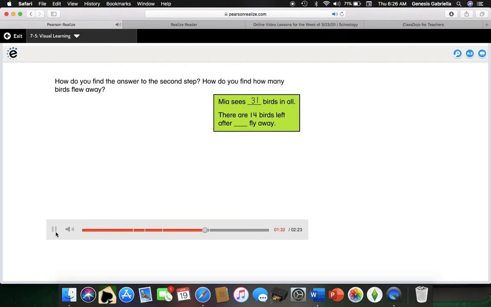How do you find the answer to the second step? How do you find how many birds flew away? Select your answer. Now we have the whole and we have a part. So when I have a part and a whole, I already know I'm going to subtract. So let's see if we're right.